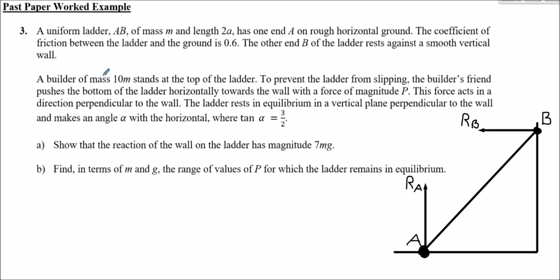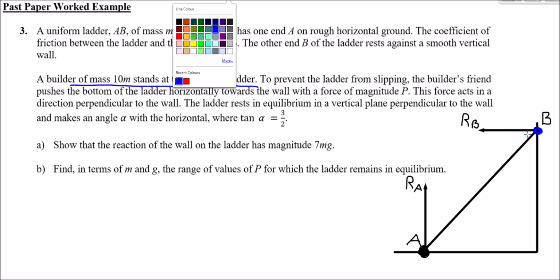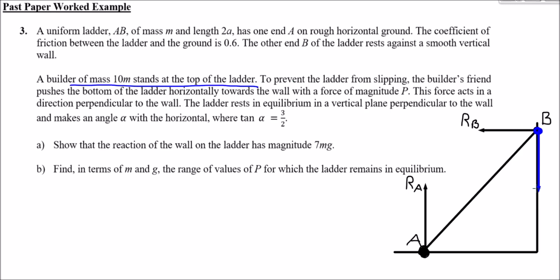However, a builder of mass 10m stands at the top of the ladder. So let's add in this builder. So builder, mass 10m, is standing at the top of the ladder. So we can model this builder being right at the top. He or she has a mass of 10m, so I'm going to do a line representing the weight of this builder to have a weight of 10 mg acting downwards.